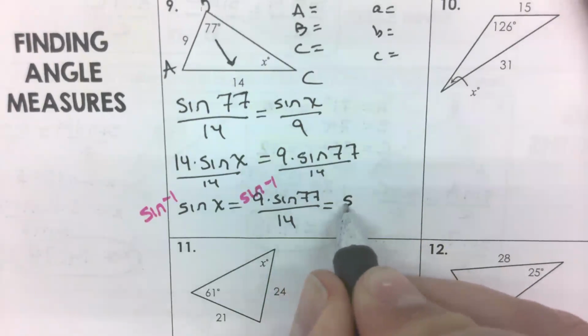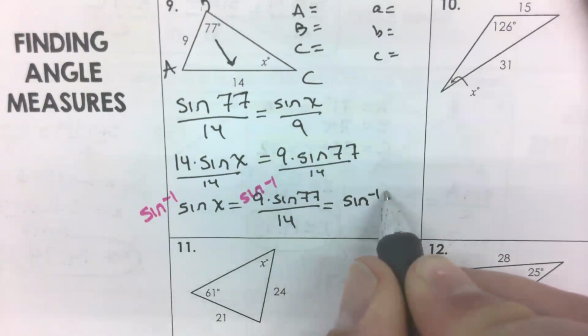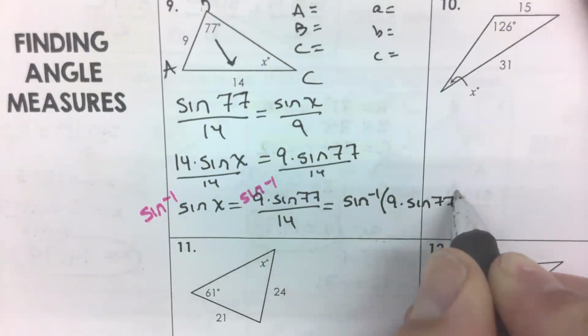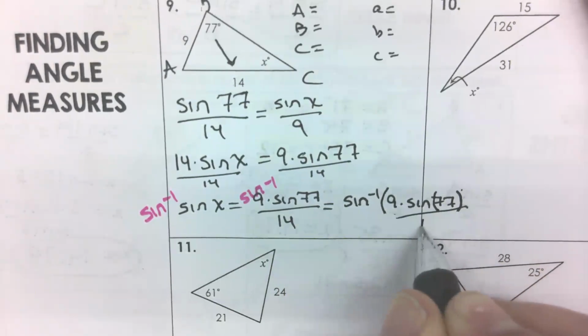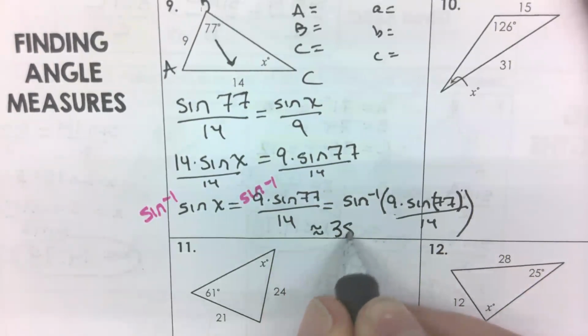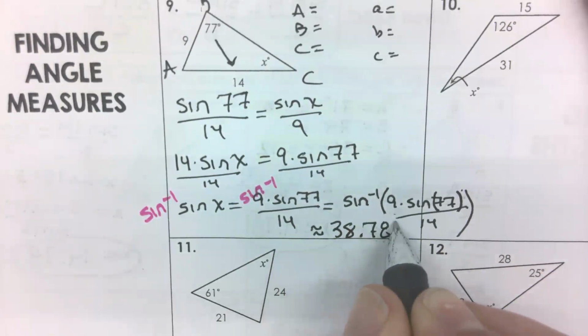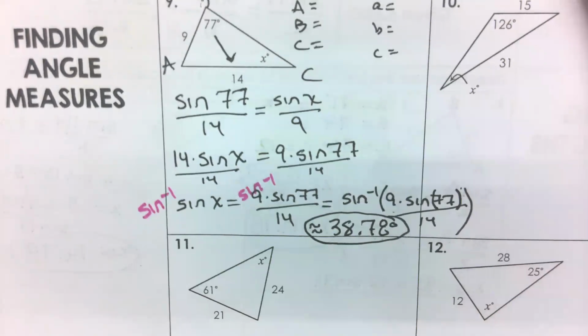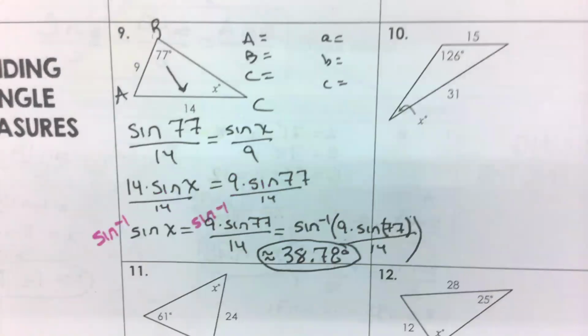So we're going to just enter in our calculator the inverse sine of 9 times sine of 77. Make sure to close that parentheses and then divide by 14. And we get an answer of 38.78. And that's an angle measure now, measure of angle x. It's a little harder. Would you please do number 10 yourselves now?